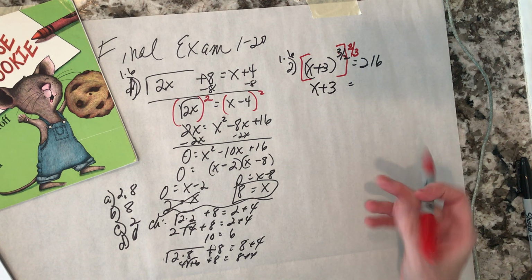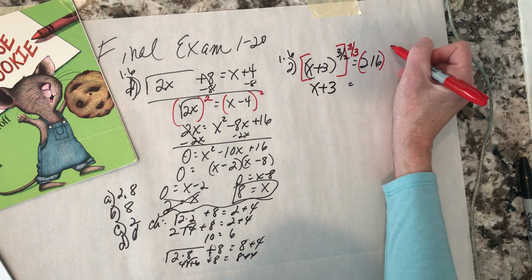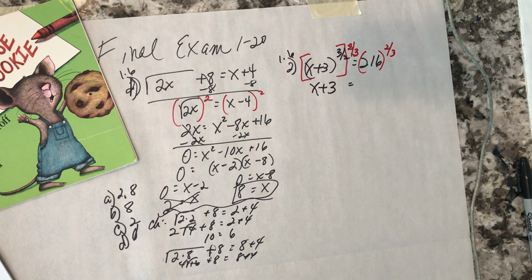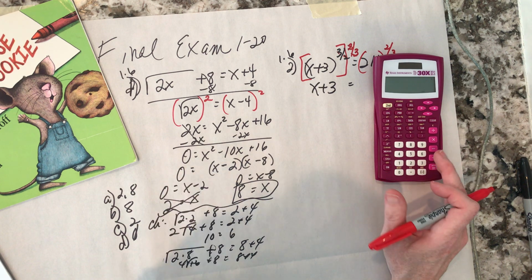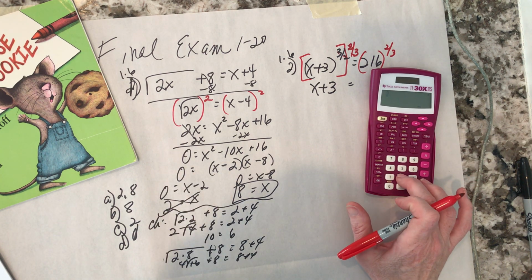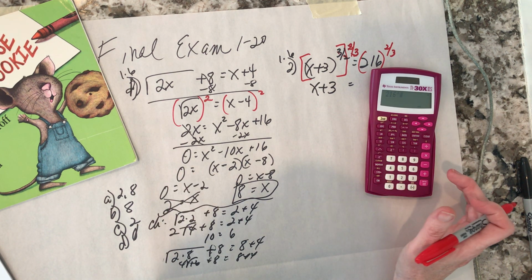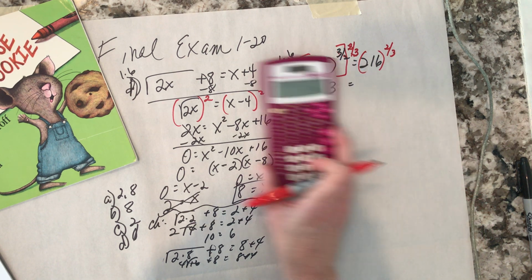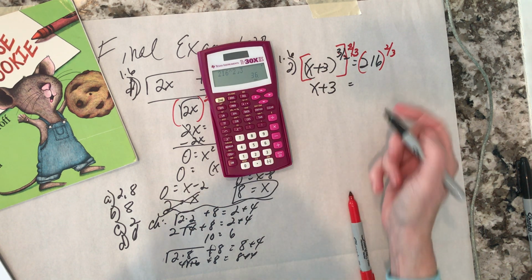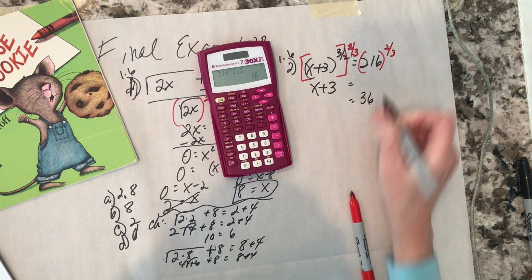If you've done that to one side, you have to do it to both sides. So we'll also raise that to the 2/3 power. Couple of ways of getting this done. You can put in 216 raised to the 2/3 power, and you'll get 36 out of that. So we're going to get a 36.